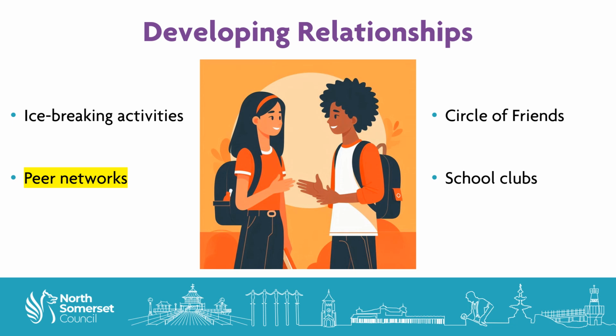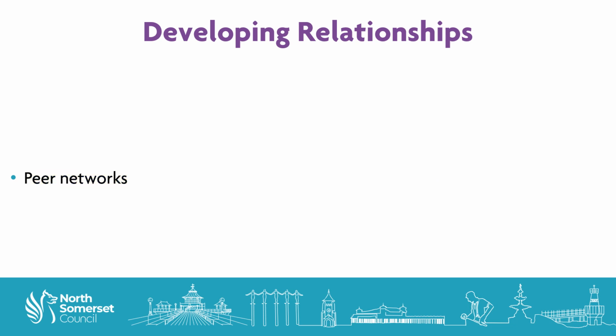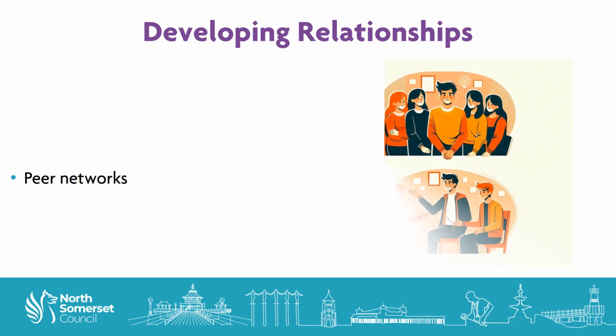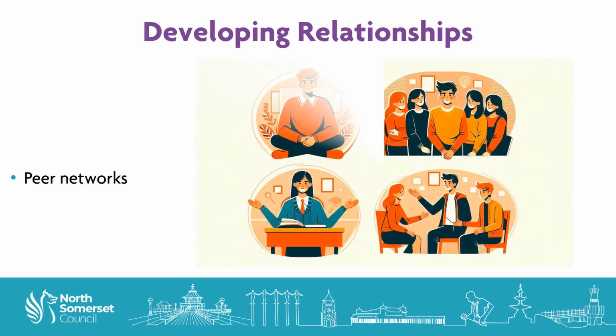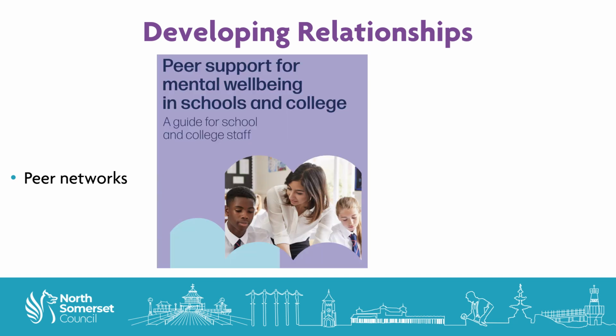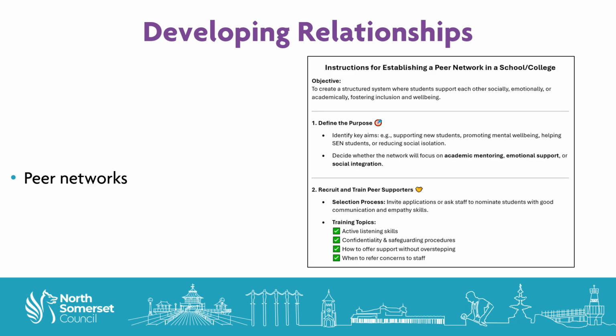The next type of activity refers to establishing student peer networks, which involves a school or college creating a structured system where students support each other. Peer support networks might include one-to-one buddying between older students and new arrivals, small lunchtime groups for students that need extra support making friends, or scheduled drop-in peer support sessions. The EPS website provides a comprehensive guide for schools and colleges to develop peer networks from the Anna Freud Mental Health Research Charity. And we've also created a handy summary of the key step-by-step instructions for establishing a peer network.